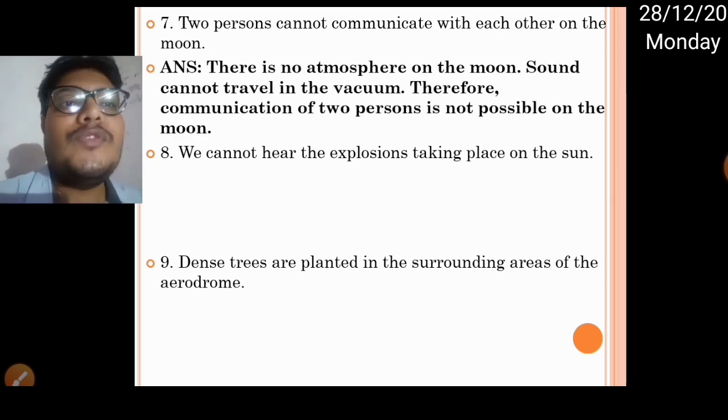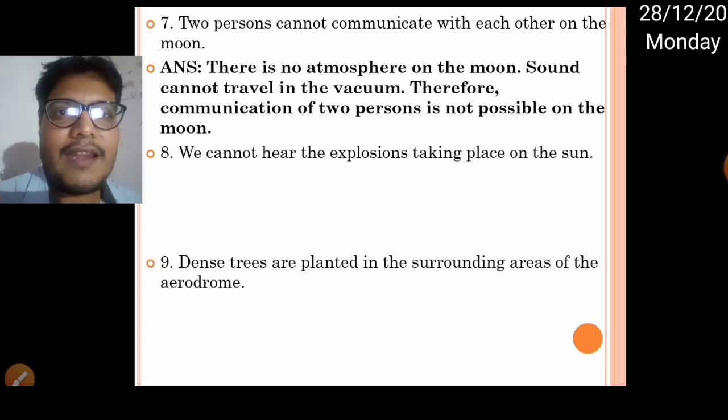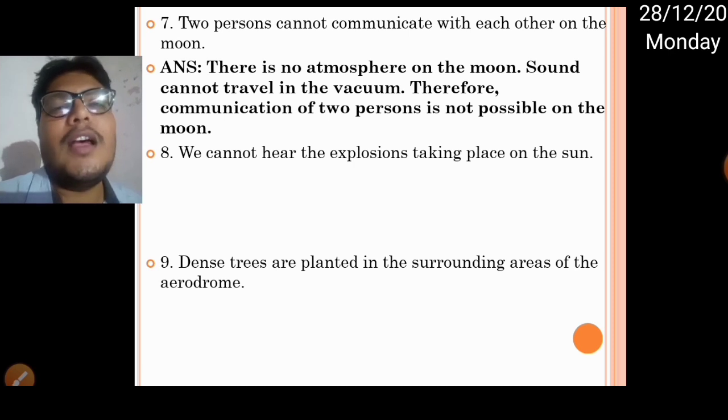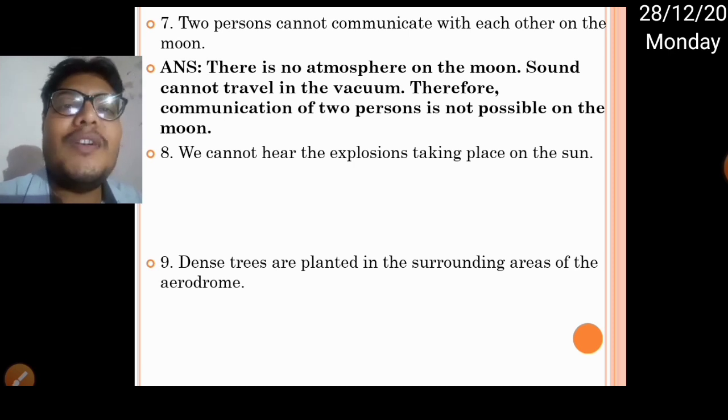There is no atmosphere on the moon. Sound cannot travel in a vacuum. No atmosphere means vacuum, right? There is no substance like air or any gases. So there is a vacuum. Therefore, communication of two persons is not possible on the moon. That is why two persons cannot communicate with each other.